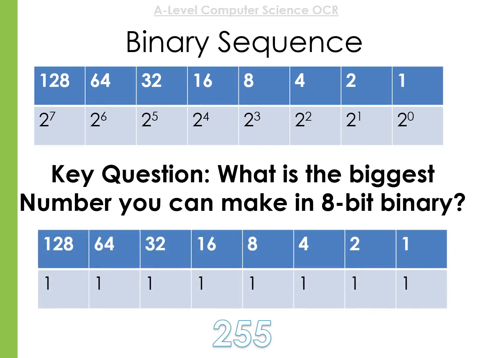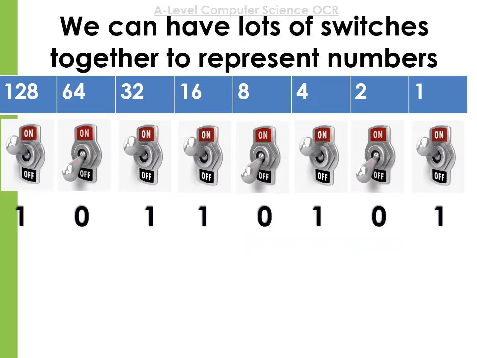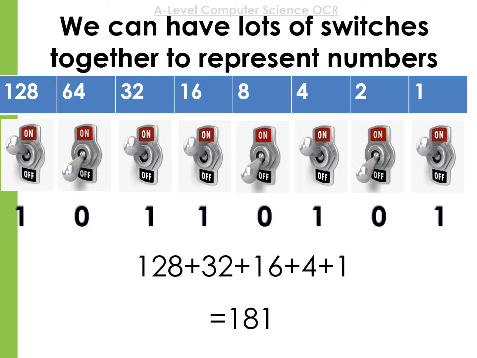Here's your key question. What's the biggest number you can make in 8-bit binary? Hopefully, you figured the answer is 255. That's because we'd have 2 to the power of 8, which is 256. So there's actually 256 options. However, we start at 0, so the biggest number we can make is 255. So if we have a byte with all ones, it's actually 255.